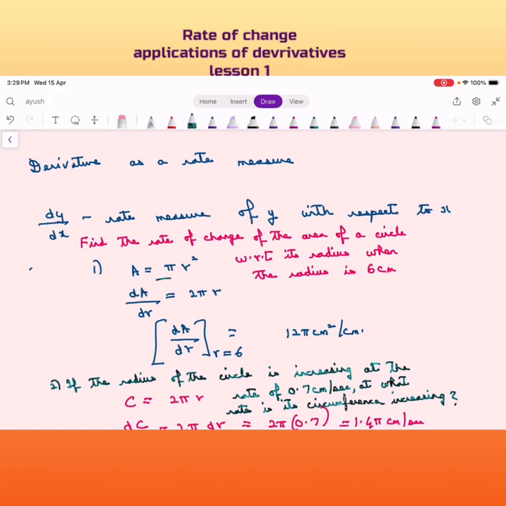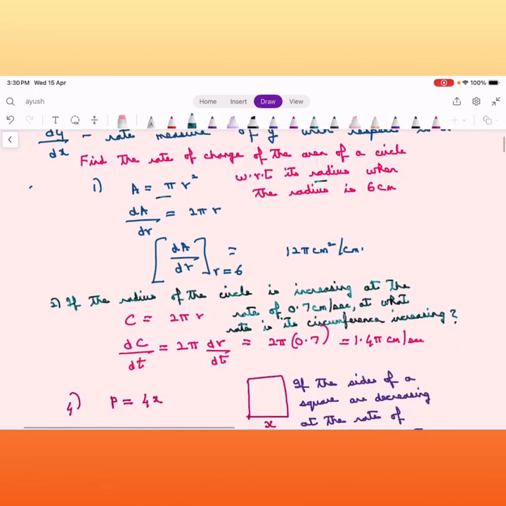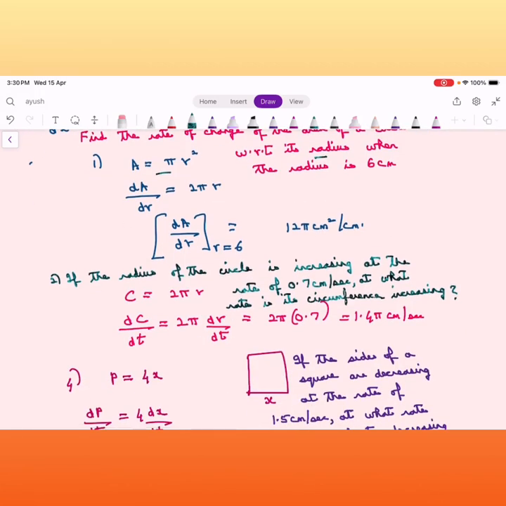The area of a circle is pi r squared. You have to find the rate of change of the area with respect to the radius. So dA by dr will be 2 pi r, and then you calculate dA by dr at r equal to 6, which is 12 pi centimeters squared per centimeter. Let's go to the next question.